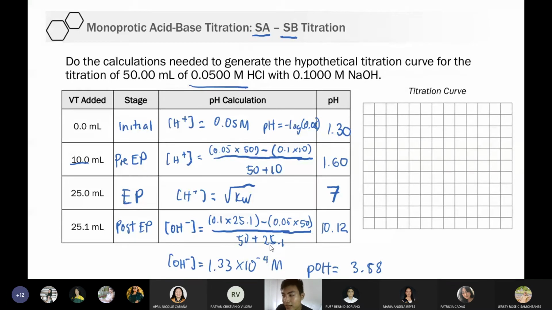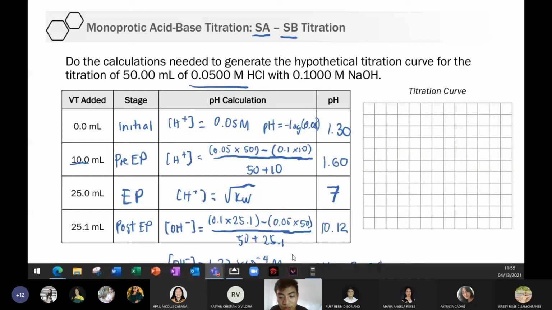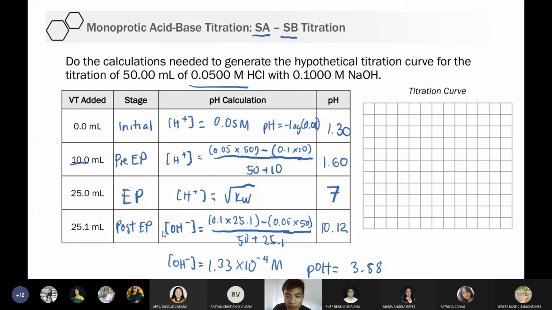Again, hindi na ako mag-emphasize sa conversions from pOH to pH or OH to so on so forth. Bakit? Kasi alam na natin siya. Okay, so basta ganun lang ha. OH minus yung makukuha mo, convert mo yun sa pOH, then since gusto natin ay pH, 14 minus this lang. You will get 10.12. Okay?